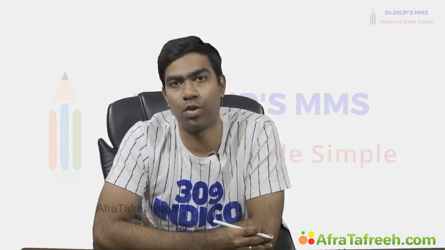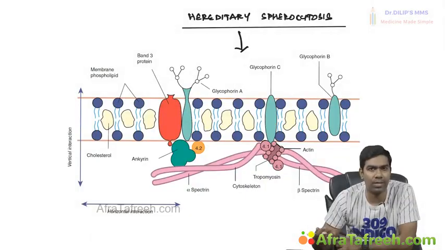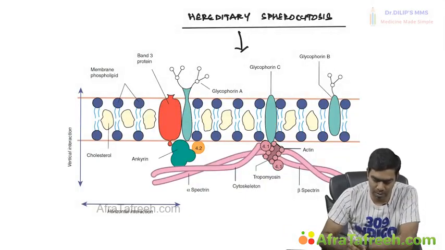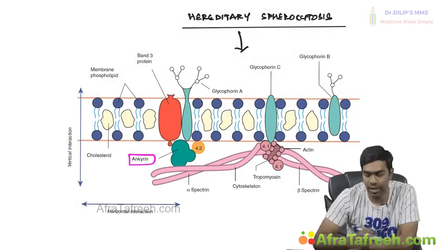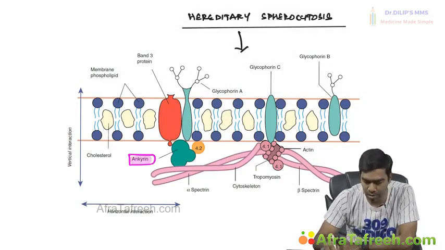So, what is the problem in hereditary spherocytosis? It is what we have already discussed in the basics of the red blood cells, where you have a defective RBC membrane. The membrane cytoskeleton is defective due to mutations in a lot of proteins. But if they ask which protein is most commonly mutated in a patient with hereditary spherocytosis, your answer must be ankyrin. Ankyrin is the most common mutation that results in hereditary spherocytosis.